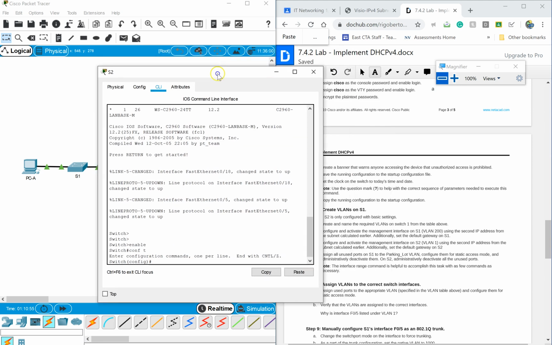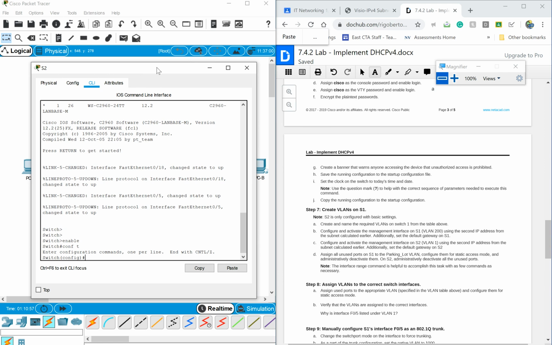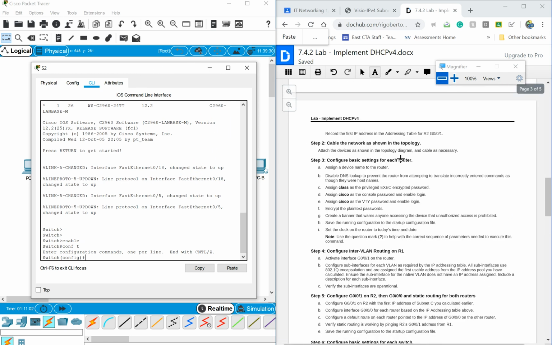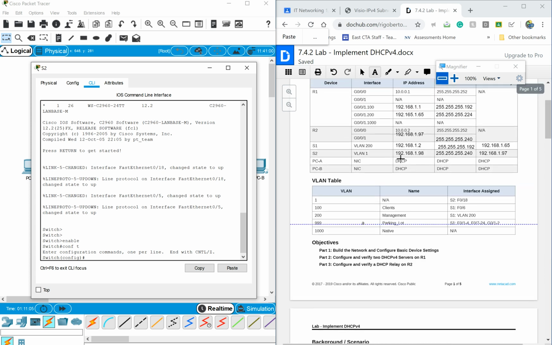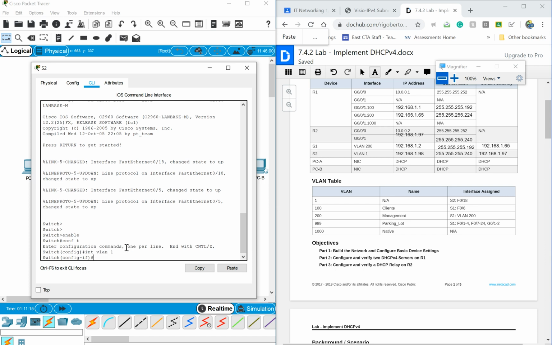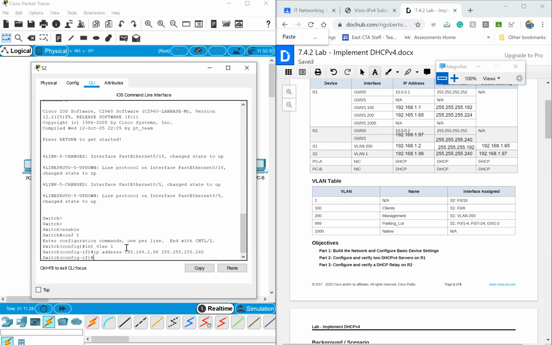Alright, so let's go to S2, VLAN 1. I believe I had that one written down correctly. So come on. 192.168.1.98. Yeah, 192. I'm sorry. Interface VLAN 1. That one's already created. IP address 192.168.1.98, 255.255.255.240. Exit out of that. Actually, let's go to no shutdown just in case.